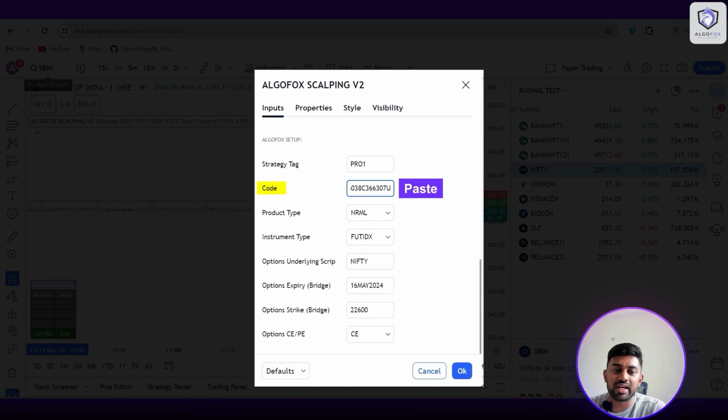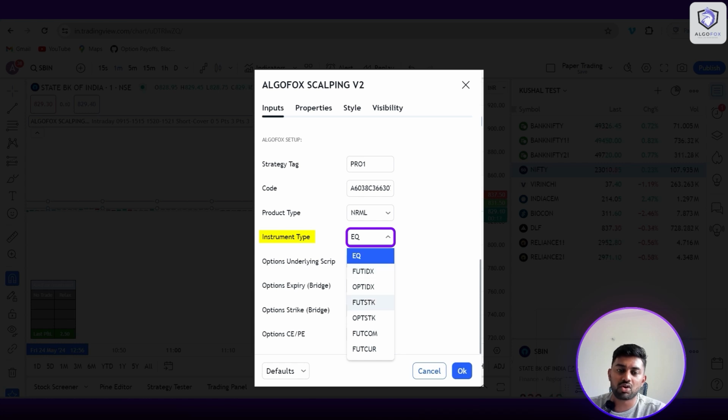If I'm trading in equity, I'll select instrument type as equity. If I'm trading in future index, future stock, future commodity or future currency, I can select the symbols accordingly, and the other things, that is option underlying script, option expiry, option strike and option CP becomes irrelevant. So if your instrument type is EQ, future index, future stock, future commodity or future currency, the below 4 parameters, that is option underlying script, expiry, strike, CP becomes irrelevant. Only if your instrument type is OPT IDX or OPT STK, that is option index or option stock, we will need last 4 things.